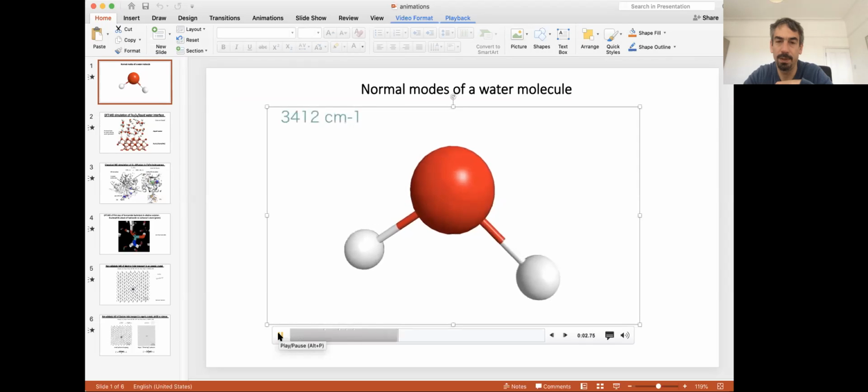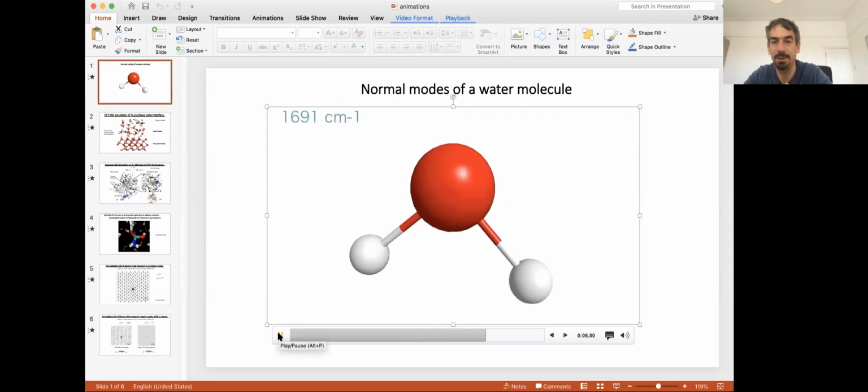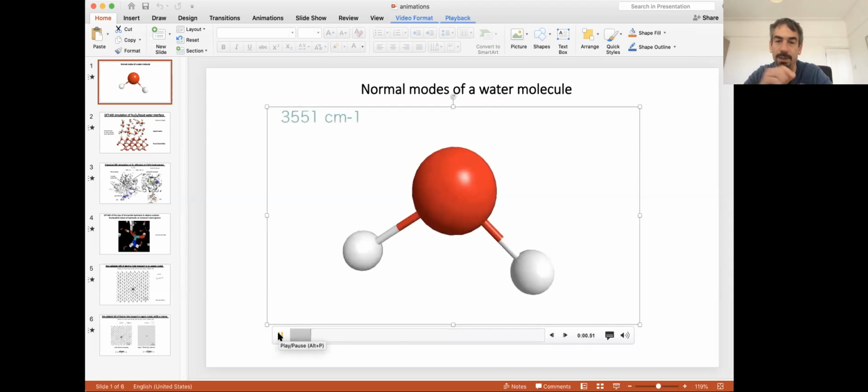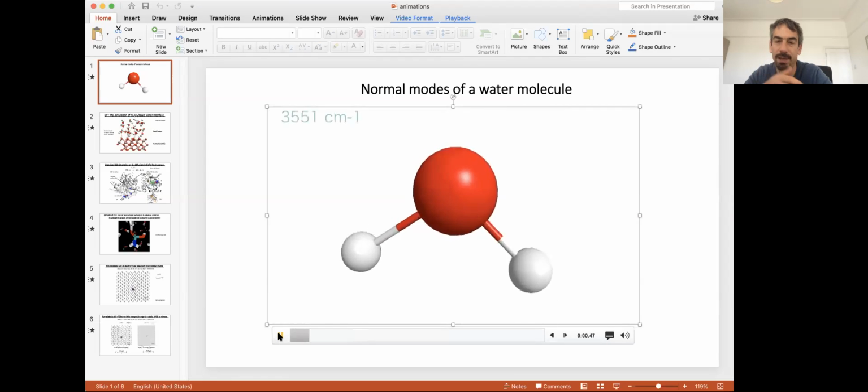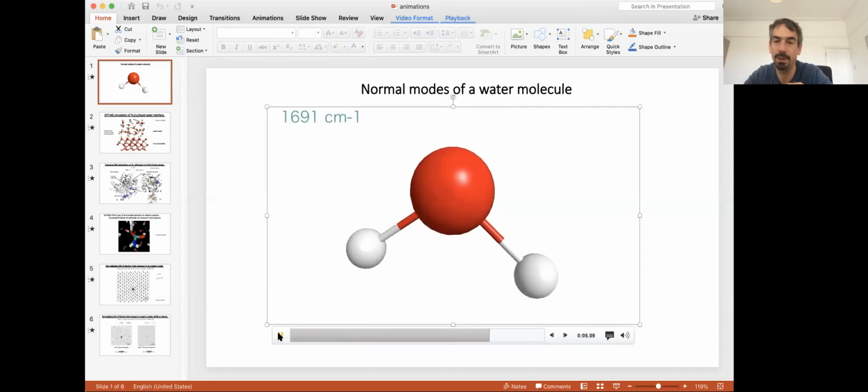You could do a classical MD simulation of that, and at each point in time you would need to calculate the Kohn-Sham equations, get the ground state energy and the forces, and propagate the molecule in time. Then you would get this. So these are the different normal modes. There are three normal modes, of course: the asymmetric stretch, the symmetric stretch, and the bending motion.